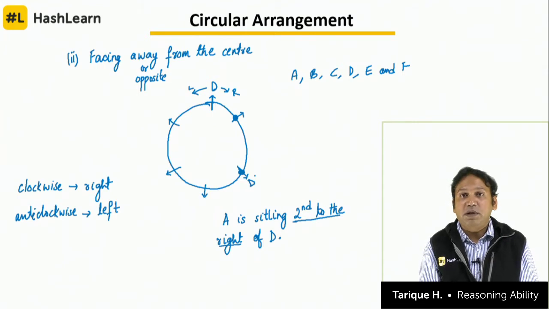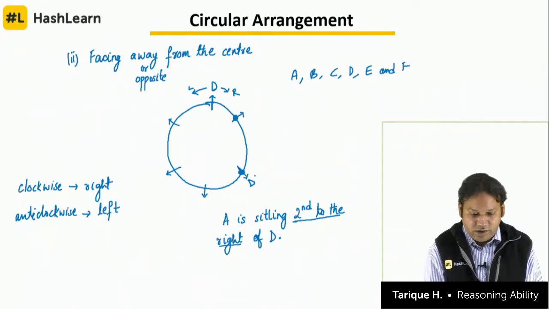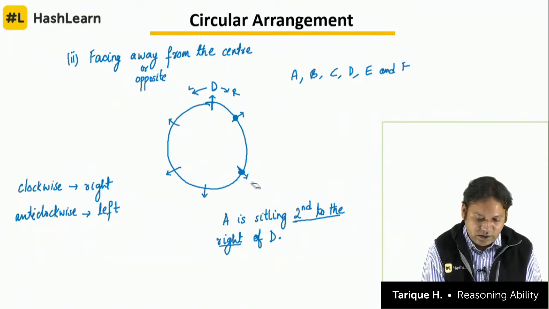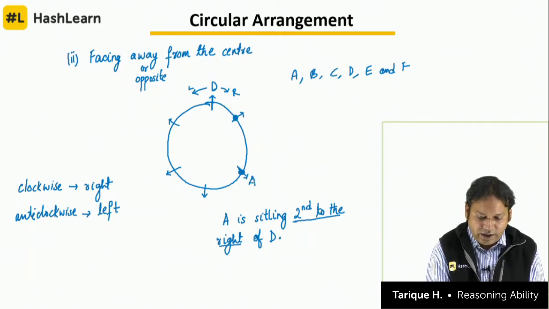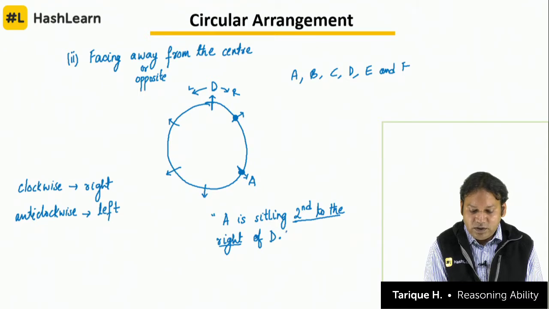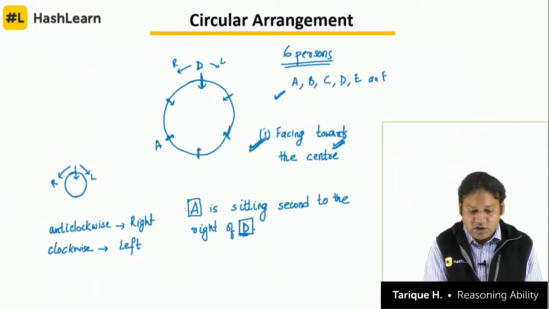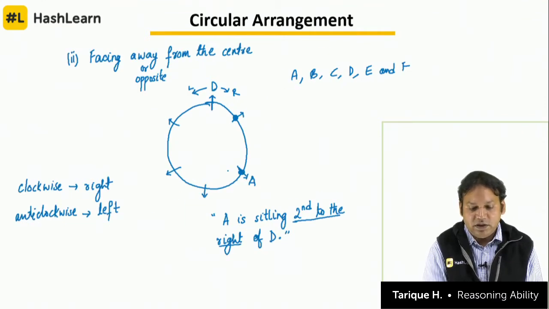The same clue, but the position of A is changing. Here, not D, let's change it to A. This is A, so A is second right of D. The clue, the statement is not changing: A is sitting second right of D. In the previous case also A is sitting second right of D, but there A is on this side, and in this diagram A is on this side.